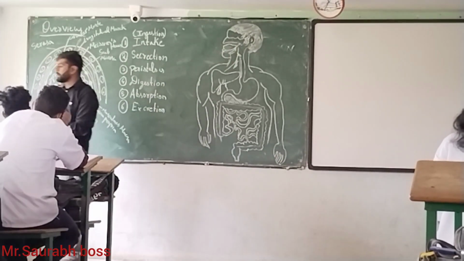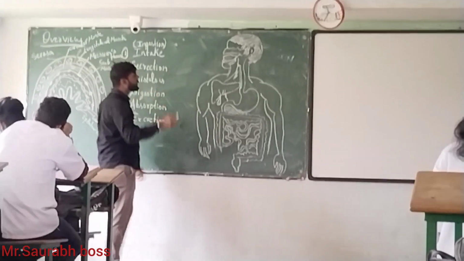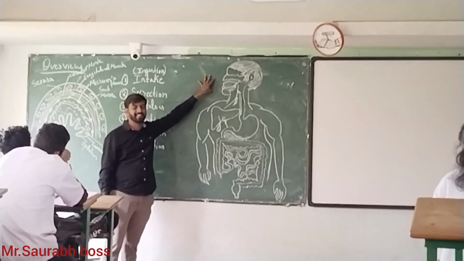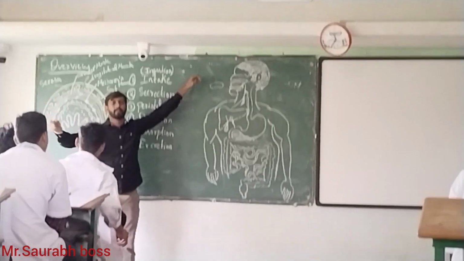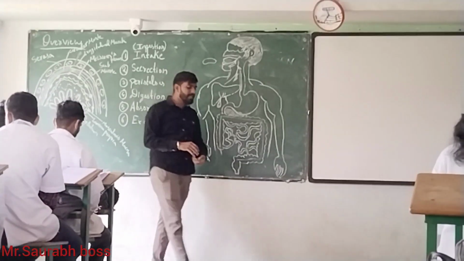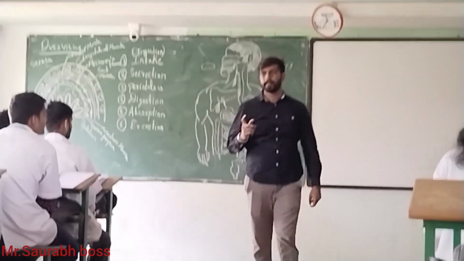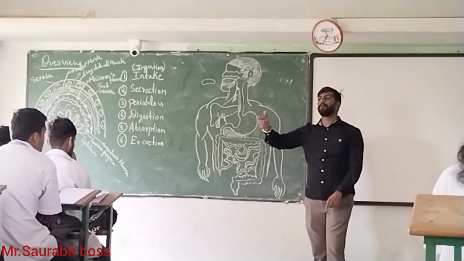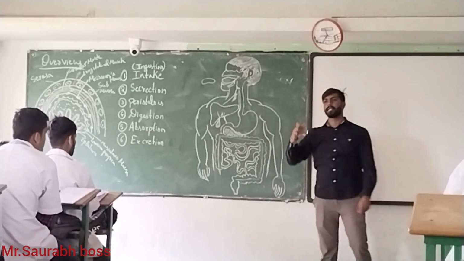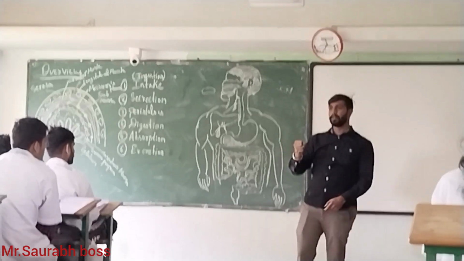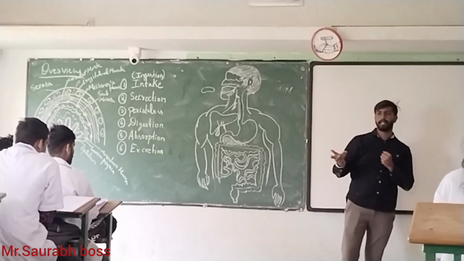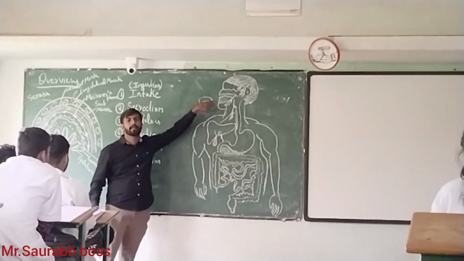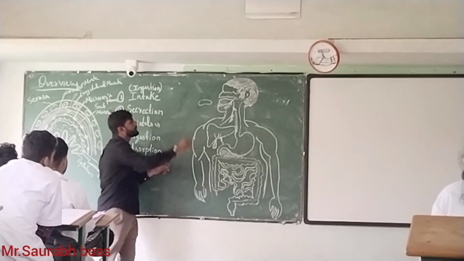Just think, whether it is pizza or burger, whatever you like. Initially the burger is round, and a pizza slice is a triangle shape. When you eat it in the mouth, you try to grind it, right? After grinding, with the help of saliva, you make that food into a bolus.